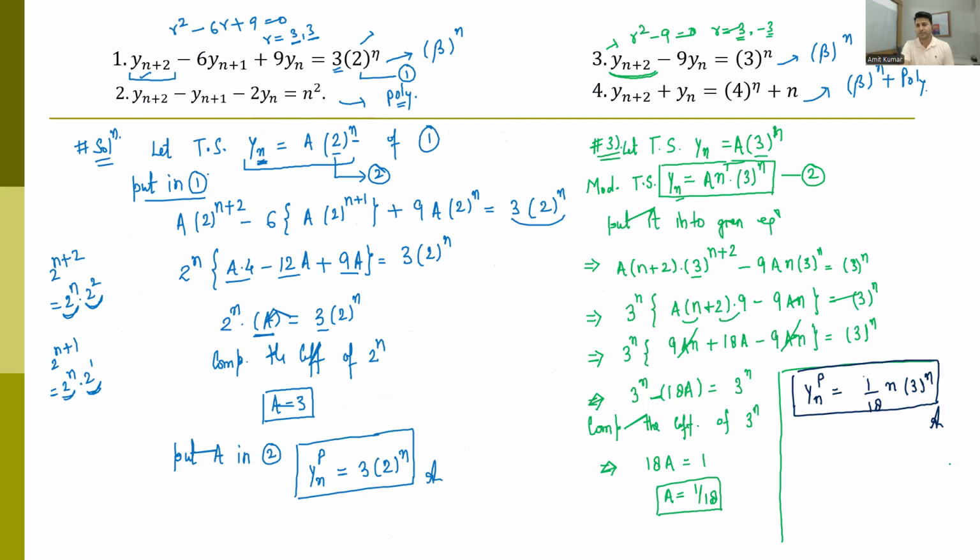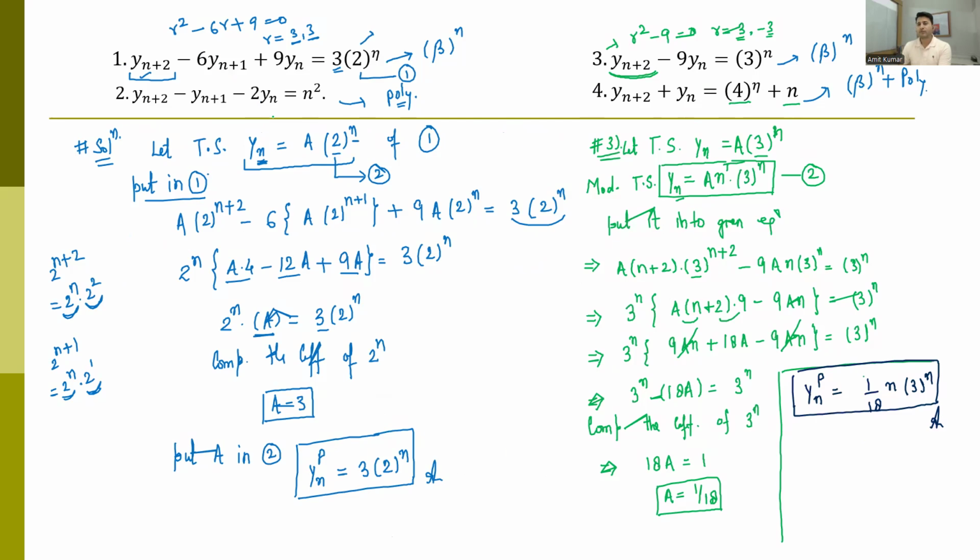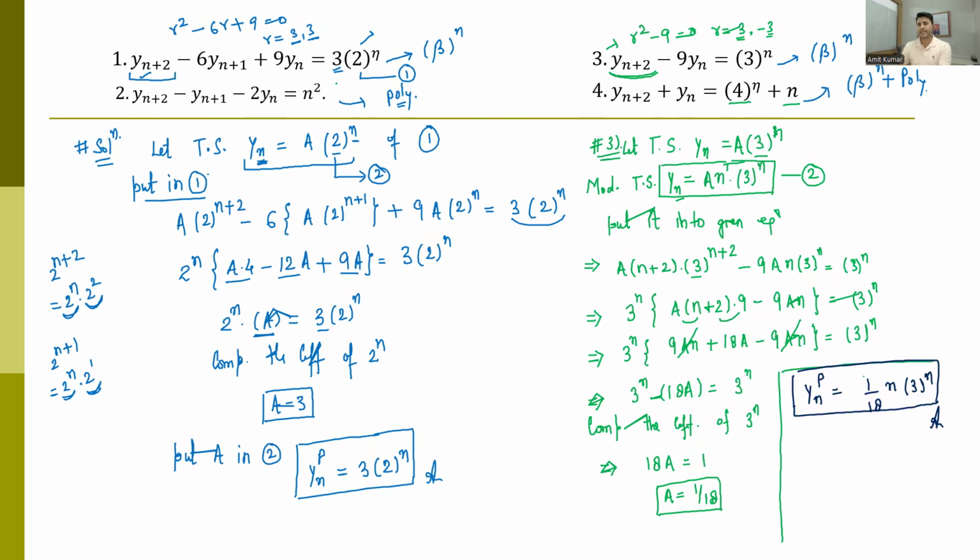There is one more question if we see. The last question is what? yn plus 2 plus yn equals 4 power n plus n. The combination of the two cases. Let me write it on the next slide. It is yn plus 2 plus yn is equal to 4 power n plus n.